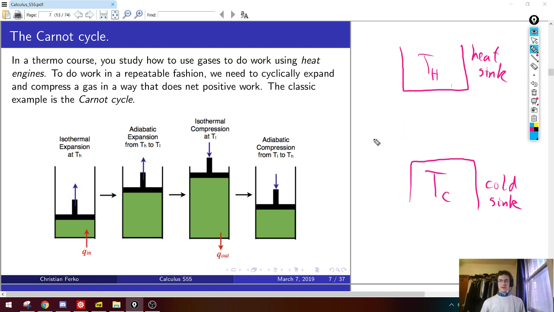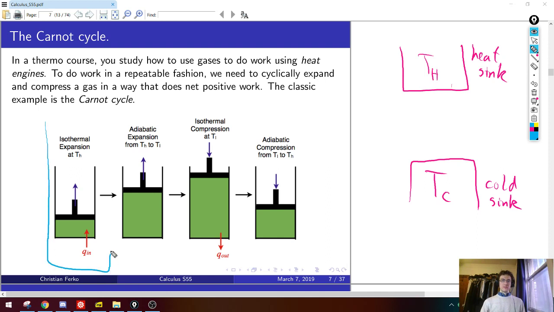We're going to explain over the next couple slides, and we're going to explain it a couple times because I think it's actually quite complicated when you first see it. We're going to explain a series of steps with an ideal gas that will do net work using this temperature difference. So there are 4 steps.